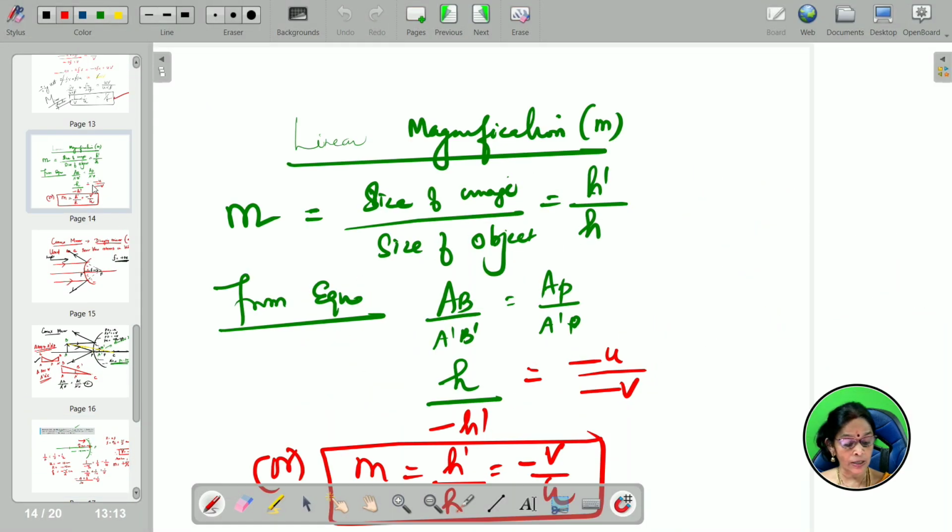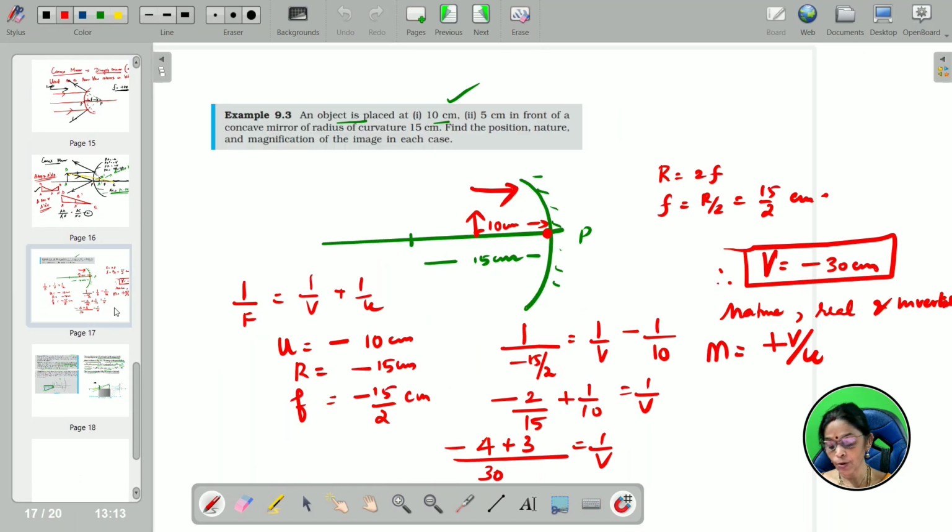We have already learnt the magnification of the image: m is equal to minus v by u. That is for the mirror, so I put the same thing here. So m is equal to minus of minus 30 divided by minus 10, which is equal to minus 3.